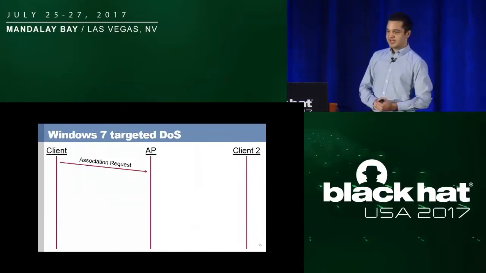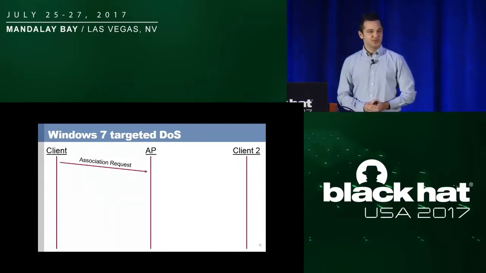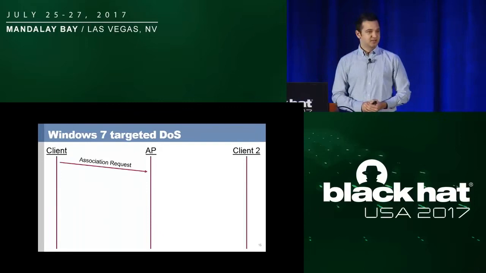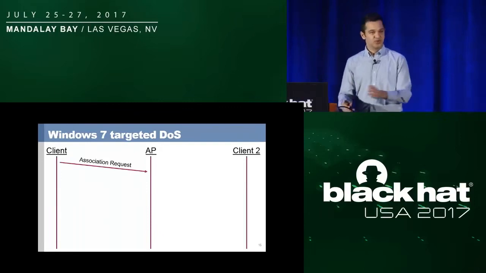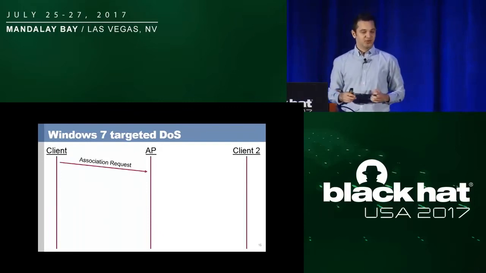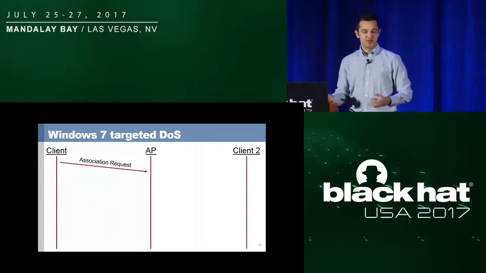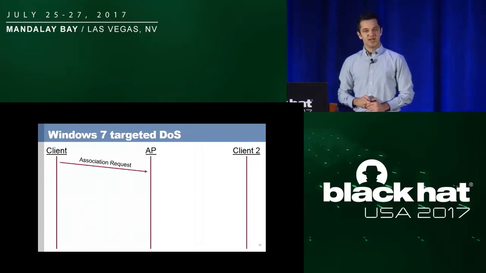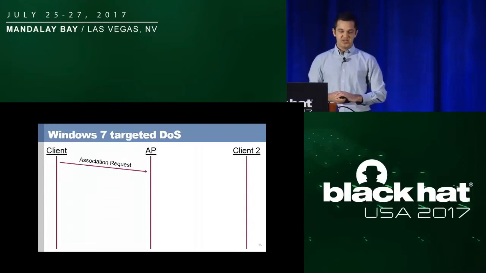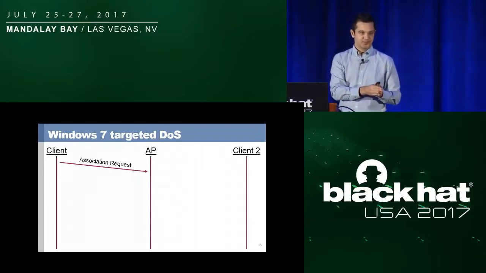So for the second attack that we found, it is a denial of service attack against Windows 7. On Windows 7 and also on Windows 8 and Windows 10, you are able to set up a hotspot. So a normal infrastructure access point, you can set that up on Windows 7. And here we found a denial of service attack, which is very interesting because we can target a specific client using this denial of service attack.